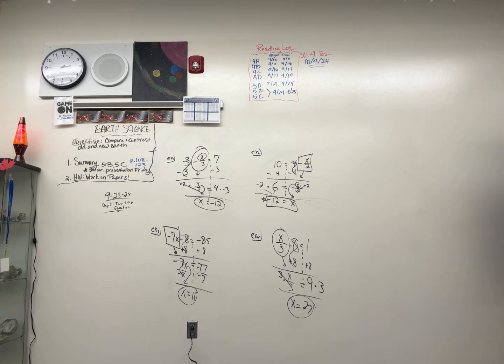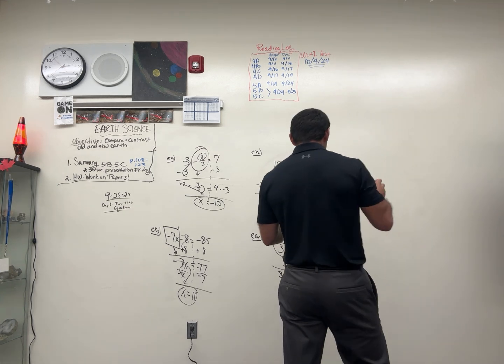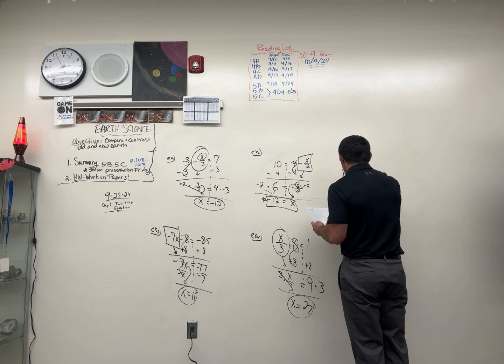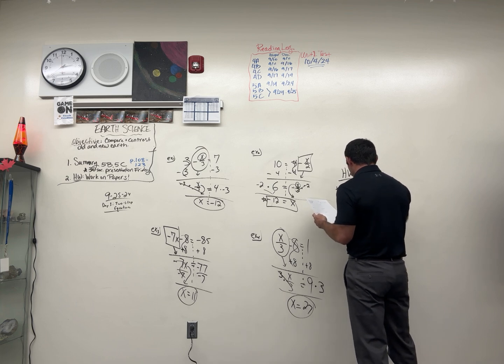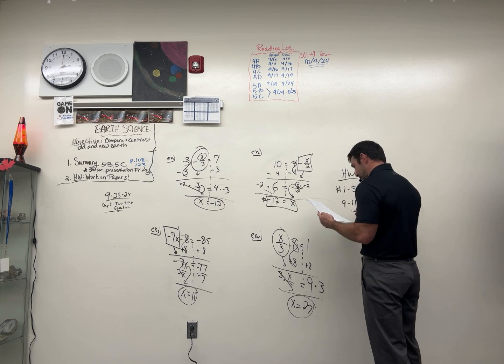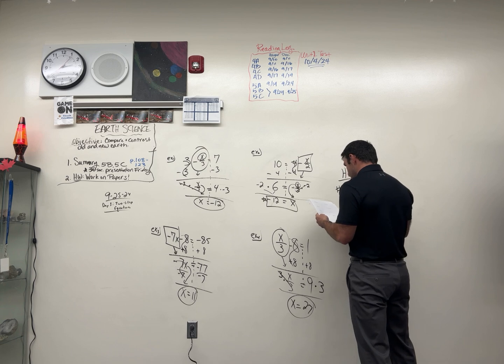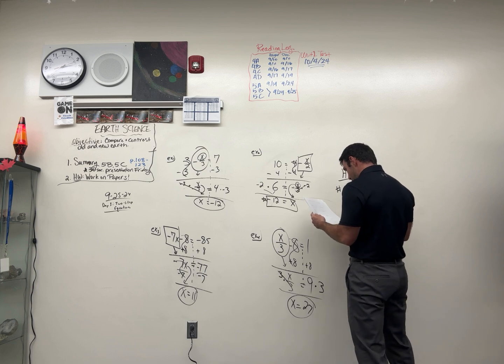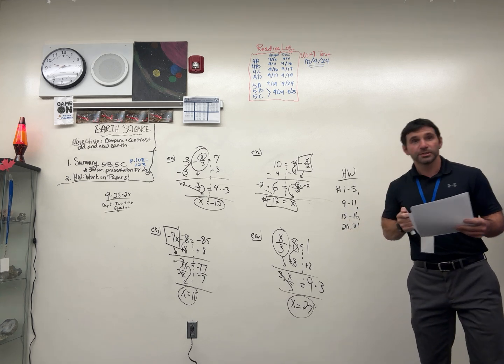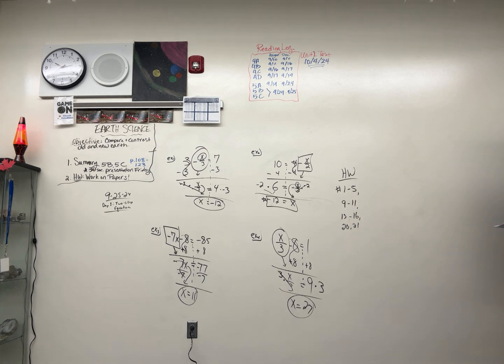Your homework, which you should be able to get done, I've made sure that you have plenty of time. You are doing numbers 1 through 5, 9 through 11, 13 through 16, 20, and 21. So 1, 2, 3, 4, 5, 9, 10, 11, 13, 14, 15, 16, 20, and 21.